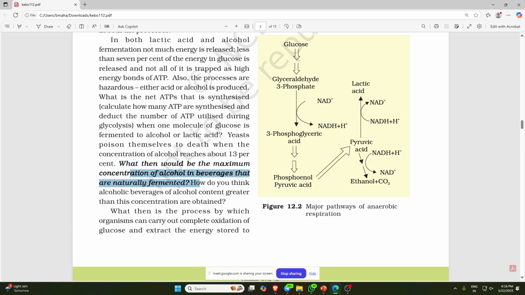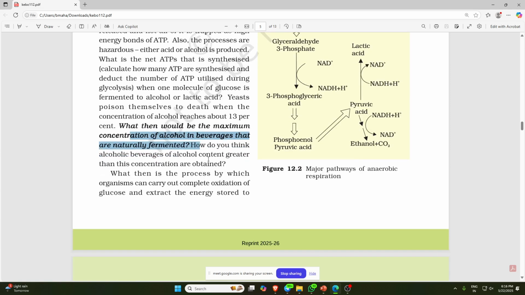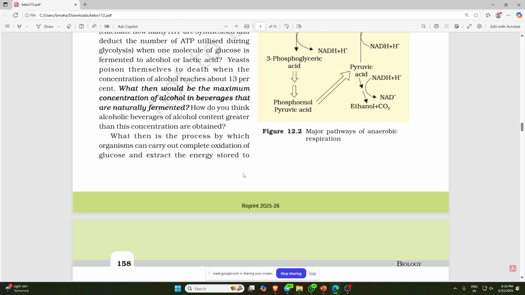Okay. So, naturally fermented. How do you think alcoholic beverages with an alcohol content greater than this concentration are obtained? Generally, with the liquor you get, sometimes it is 13%, sometimes 8%, sometimes 42%. So how is this calculated, or how are beverages with alcohol content greater than this concentration obtained? How are these obtained through the process of fermentation? That is the question he is asking.